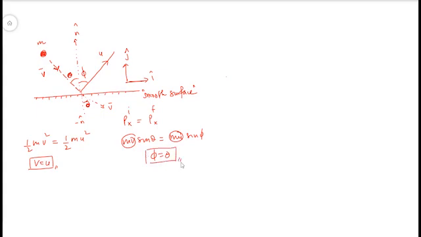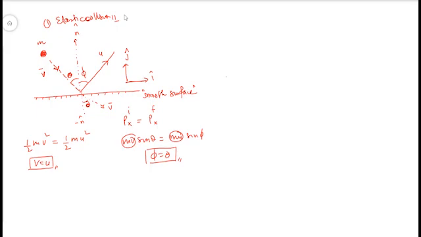Okay, so as you can see, if the collision is elastic, the incoming speed is equal to the outgoing speed, and the particle is going to make the same angle theta. So you can also think in those terms: the angle of incidence is equal to the angle of reflection. Okay, so that is the case for elastic collision.